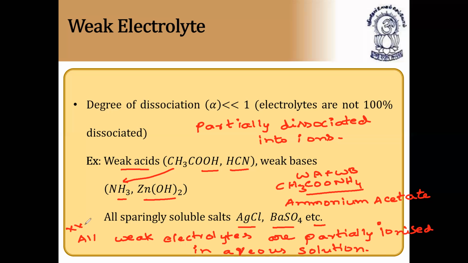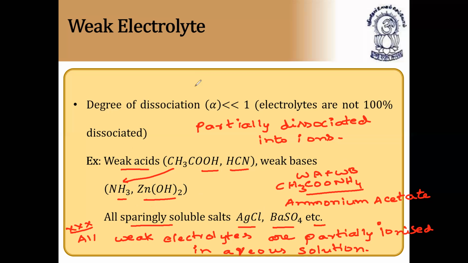This is a very, very important point. All weak electrolytes are partially ionized in aqueous solutions. These are called weak electrolytes. Examples of weak electrolytes are weak acids, weak bases, salts obtained by the combination of a weak acid and a weak base, and certain sparingly soluble salts. Sparingly means only partially. Sparingly soluble salts like silver chloride, barium sulfate, etc. all come under weak electrolytes.